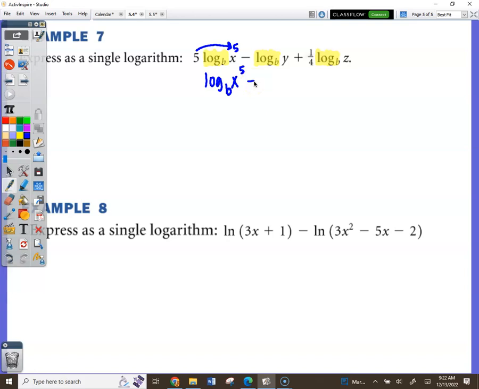The middle one, can I do anything with it in terms of coefficients? No, so I'm just going to copy it. This is going to go here, right? What is that? The 1/4 is going to go to the z. Now you have to think to yourself, radical and rational exponents. So if it's z to the 1/4, that's actually what root? The 4th root of z. So when I write this, I'm going to write log base b of the 4th root of z.